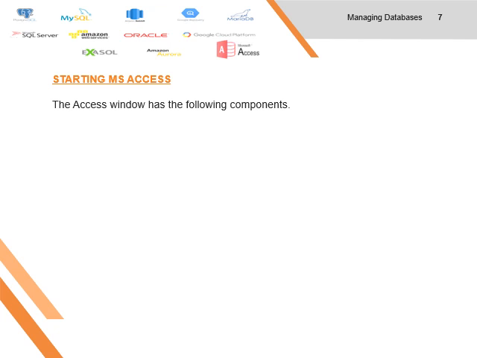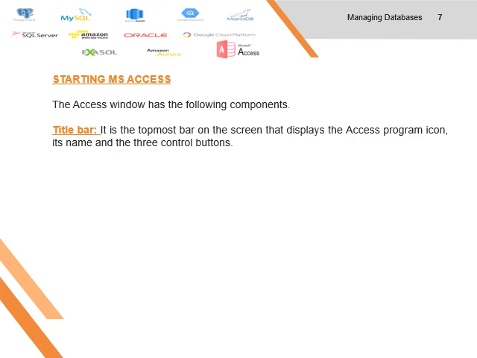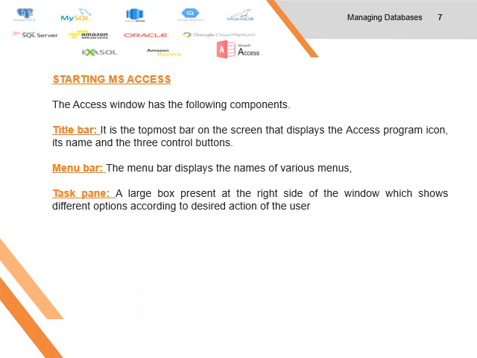The Access window has the following components. Title bar, it is the topmost bar on the screen that displays the Access program icon, its name, and the three control buttons. Menu bar, the menu bar displays the name of various menus.